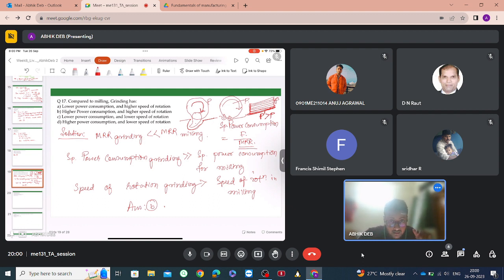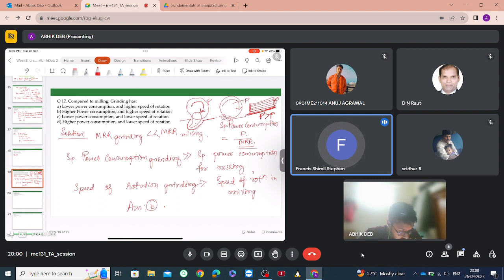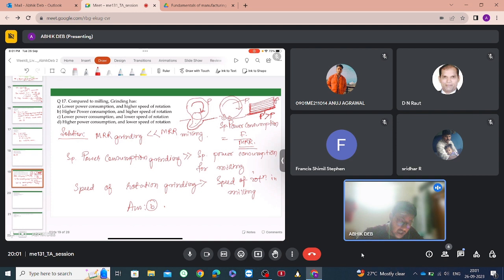Okay, sir. So we don't need to confuse this with CNC milling machines, which are huge machines, so they will be consuming larger power compared to the smaller grinding machines. You were saying that the CNC machines have a larger power than the smaller grinding machines. That's what you were saying, right?